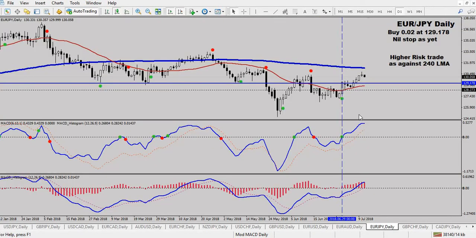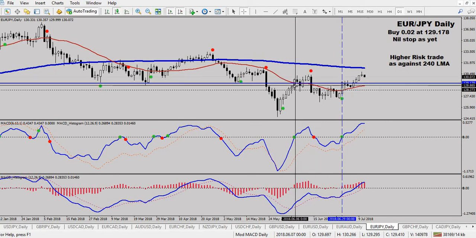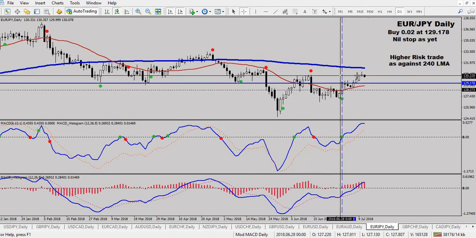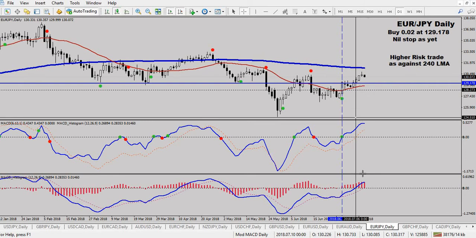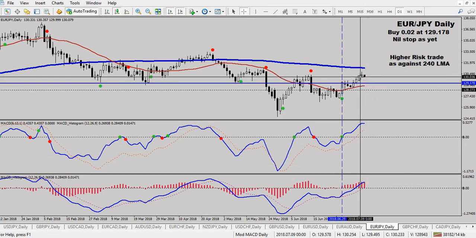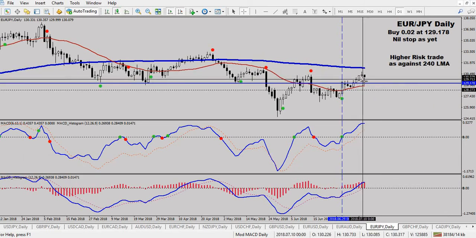Euro yen. I'm in a buy here. This morning I've closed half, similar to the Euro Swiss franc. Price has got up to this previous high. If you look left, there's this little high here. Price has got up to there. Looks like it's possibly rolling over, just losing a bit of momentum. So it's getting close to 240.